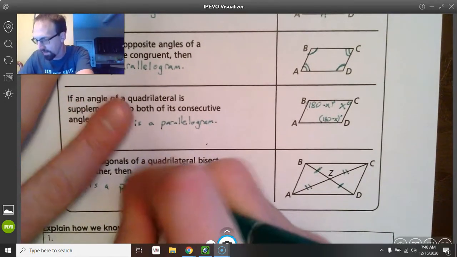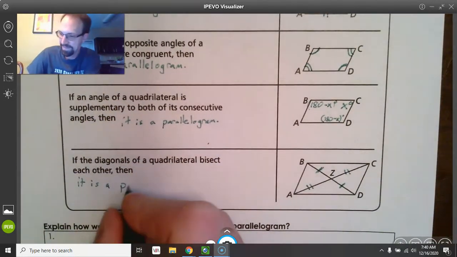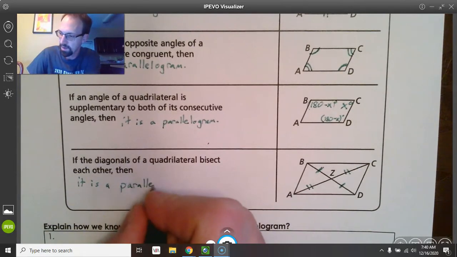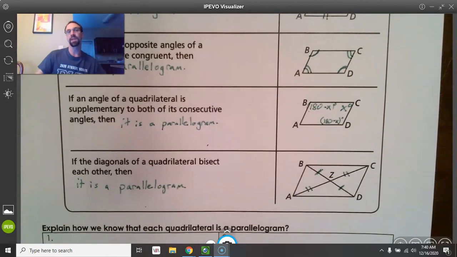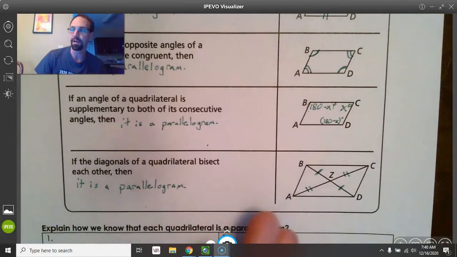Helps if I spell parallelogram correctly. Sorry.